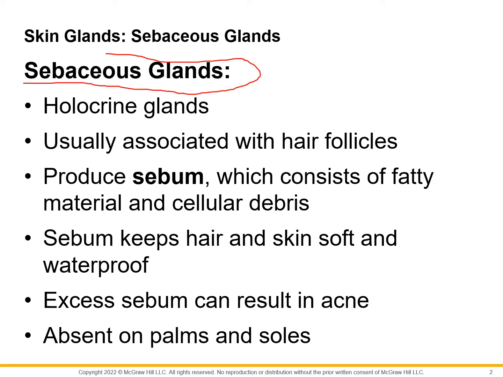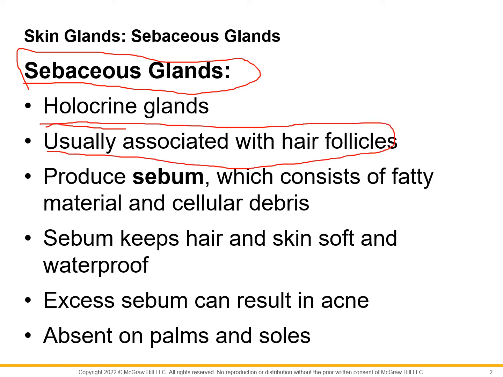So the first gland that we look at, and we looked at this in lab, are called sebaceous glands. Sebaceous glands are a holocrine type of gland. And remember, we talked about that. That means the whole cell ruptures when it releases its substance. It's usually associated with hair follicles, and very rarely is it not. I don't know of a time when it's really not, but it's almost always associated with hair follicles. It's going to produce a substance called sebum.